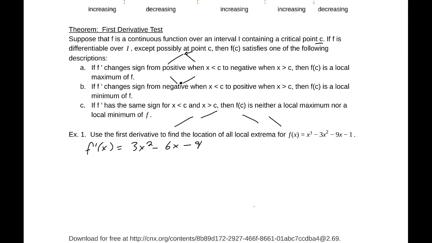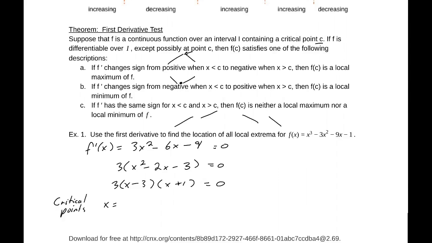Now we'll want to set this equal to 0, so factoring will work here. Take out a 3, x squared minus 2x minus 3, and that is going to factor as x minus 3, x plus 1. All right, so we have critical points at x equals 3 and negative 1.